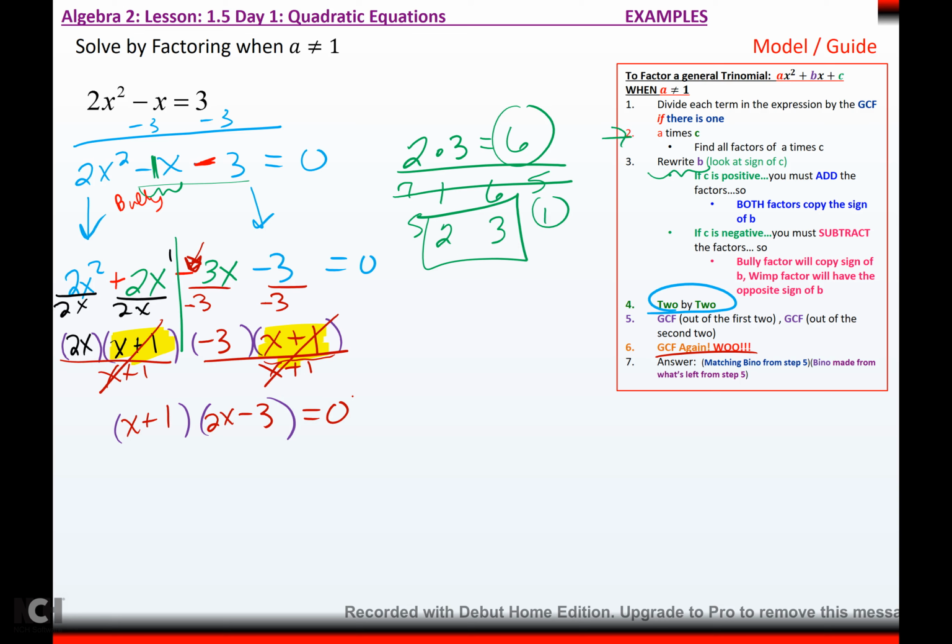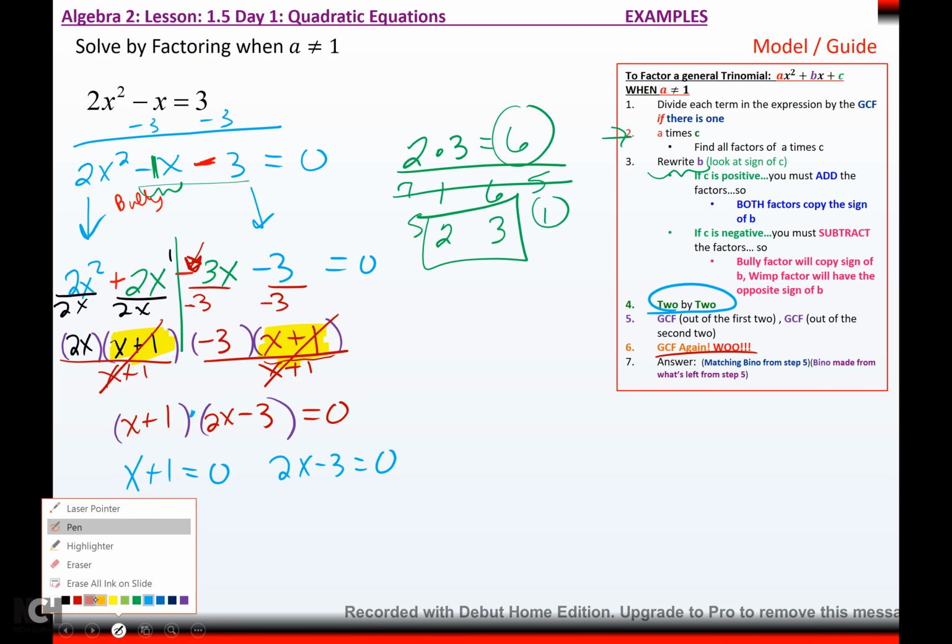Okay, so that's factoring when a isn't 1, and now we have to solve it though. We factored it, but now we have to solve it. The zero product property says when you multiply something by something else and get 0, then one of the somethings has to be 0. Okay, so either x plus 1 is 0 or 2x minus 3 is 0.